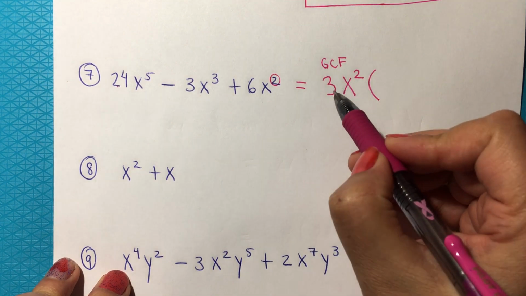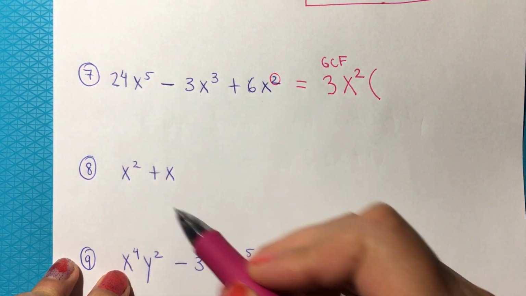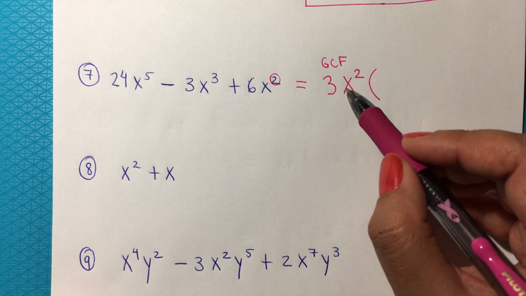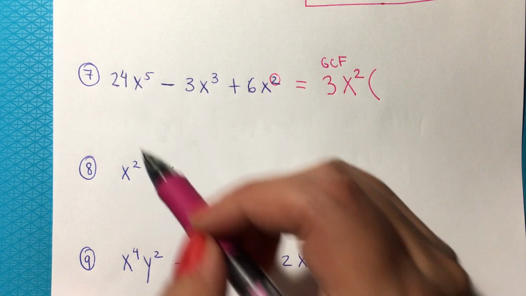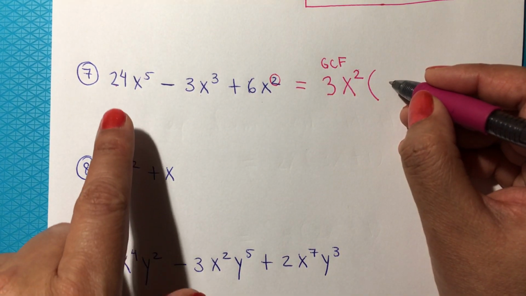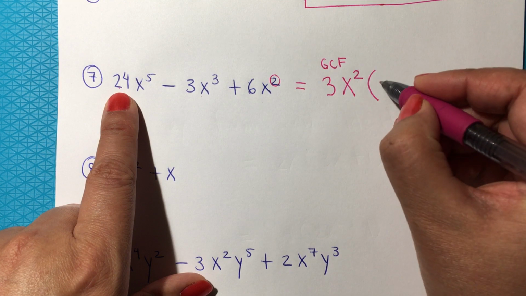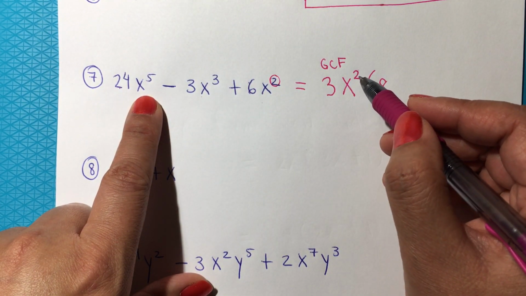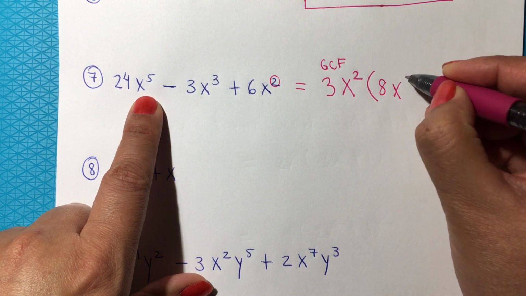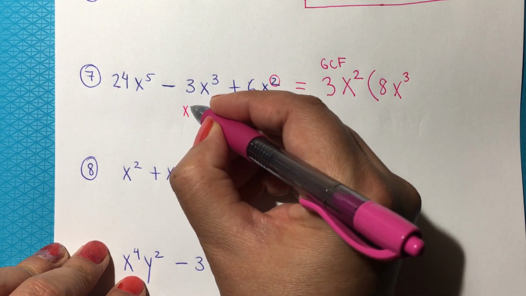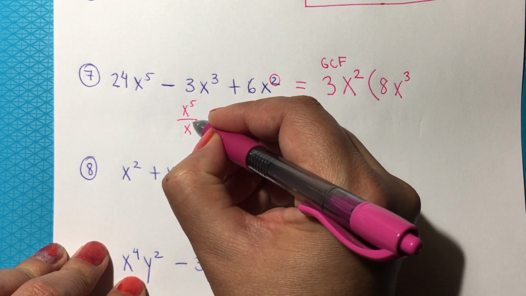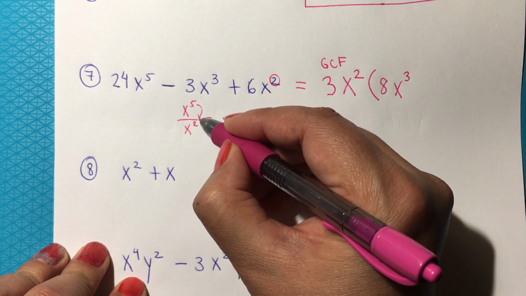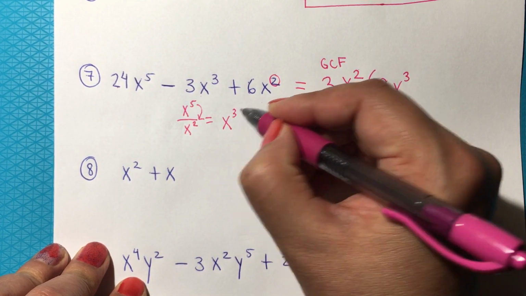So again, we choose the biggest number that can go into the coefficients, but the variable with the smallest exponent, and only if you have that variable in every single term. Okay, now we start dividing. 24 divided by 3 is 8. X to the 5th power divided by x squared is x cubed. Remember that in division, we keep the base and subtract the exponents. So 5 minus 2 is 3.